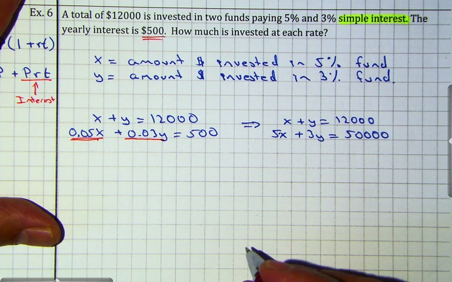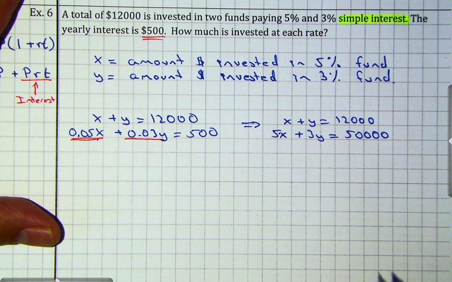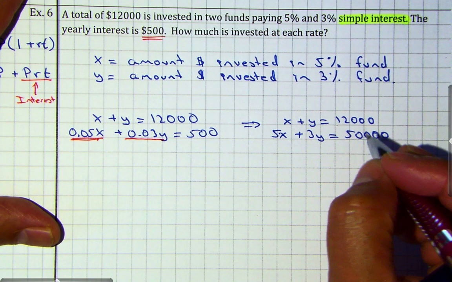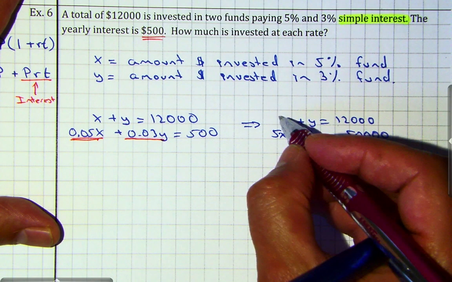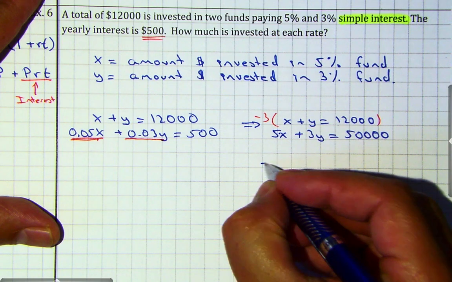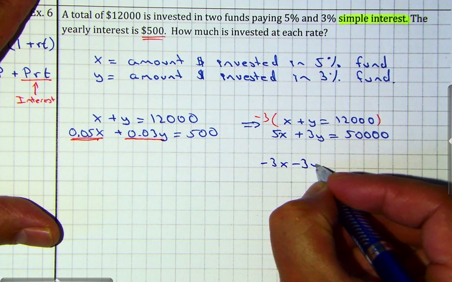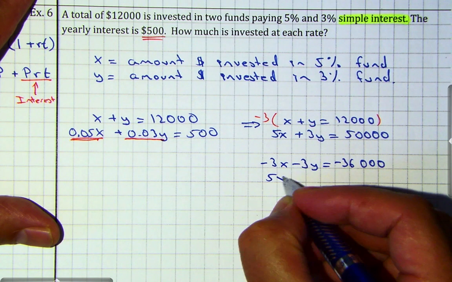Go and pause it if you haven't solved it. I'm going to cancel my y, so I need to find x and y, meaning how much is invested in each rate. I'm going to multiply by negative 3, since that will be a smaller number. So therefore I have negative 3x minus 3y equal to negative 36,000. The second equation will stay exactly the same.